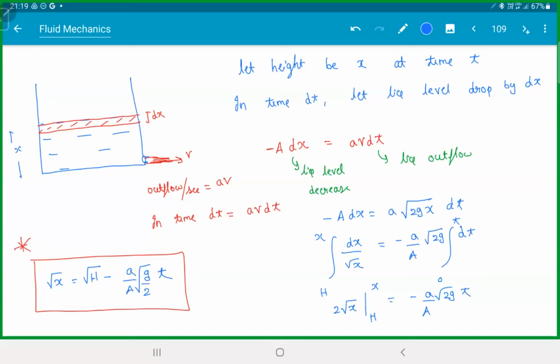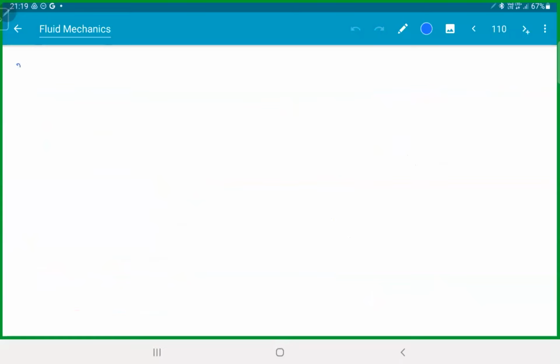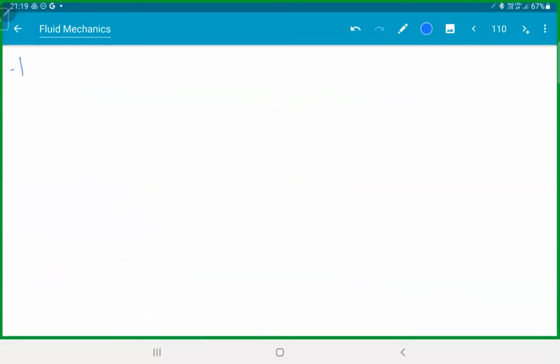Let's see. This is a good one, right? I can make a variation of the previous question. Let's say we have a container with a small hole of area A. And here you have a water tap.